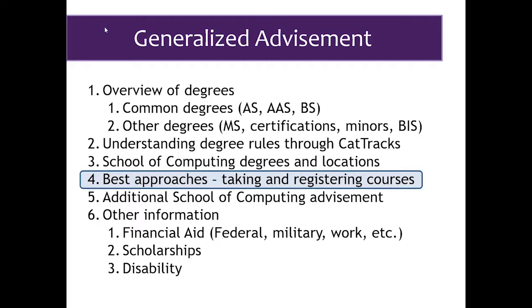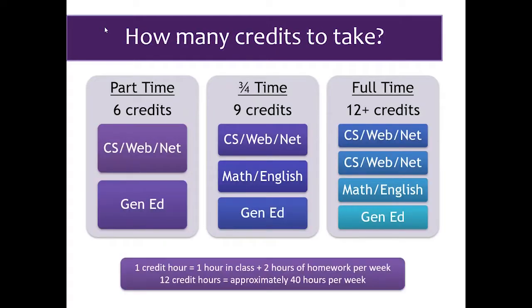Next, best approaches for taking and registering courses. Part-time students typically take 2 courses a semester. A good strategy is 1 major course and 1 non-major course. 3/4-time students can typically take 3 courses a semester. A good strategy is 1 to 2 major courses. Full-time students can take 4 or 5 courses in a semester. A good strategy is 2 major courses, a gen ed course, and another support course.